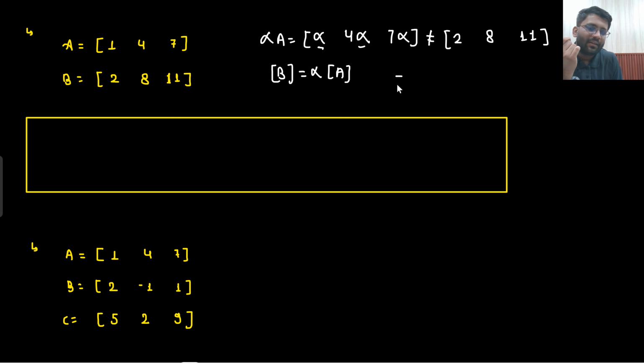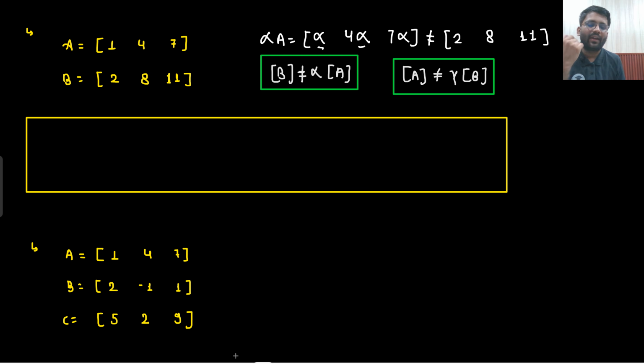So basically, I cannot write down B equals alpha A, neither can I write down A equals some gamma B. Both are not possible. If I give you matrix A in your hand and ask you to multiply matrix A with some constant factor and get matrix B, what will you say? Sir, it is not possible. If I give you matrix B in your hand and ask you to multiply matrix B with some constant factor and get matrix A, what will you say? Sir, it is not possible.